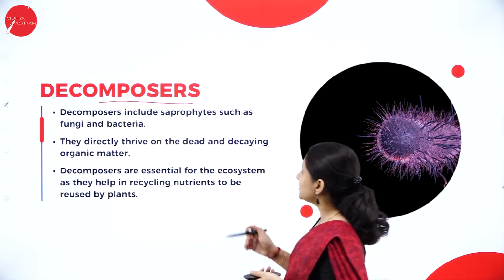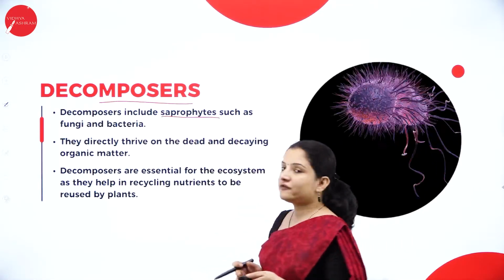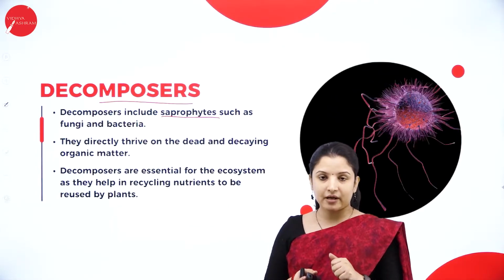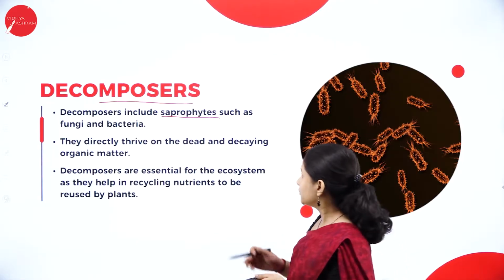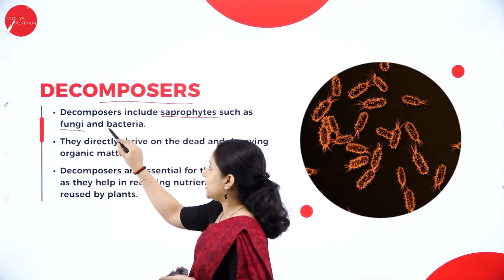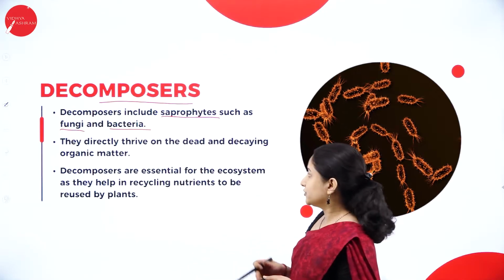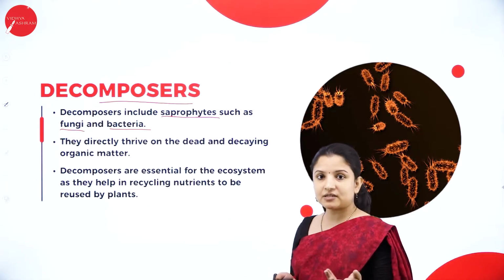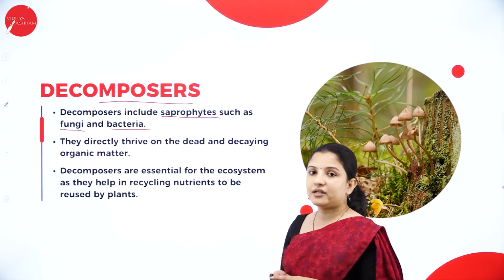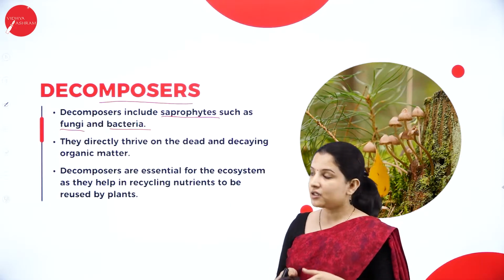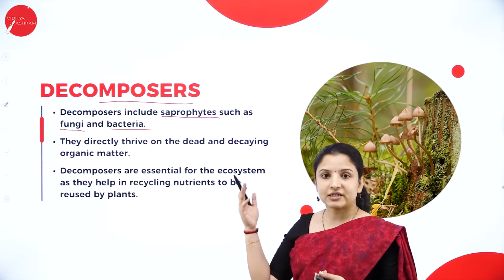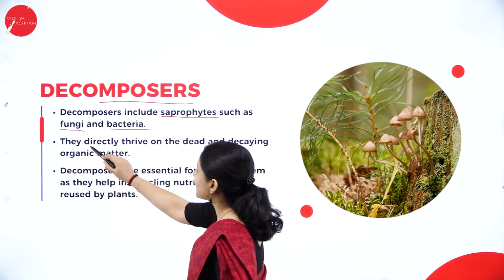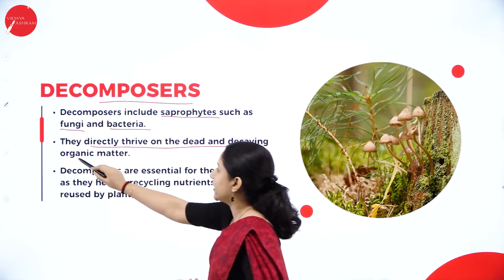Decomposers include the saprophytes. Saprophytes are the organisms which grow on dead and decaying organic matter, helping it to decompose. They are the fungi and the bacteria. So among fungi, we have mushroom, one of the best decomposers, and various other fungi also, and also bacteria. These are the microorganisms that help in decomposition. So those organisms that help in decomposition are called saprophytes. And these saprophytes directly live on dead and decaying organic matter.